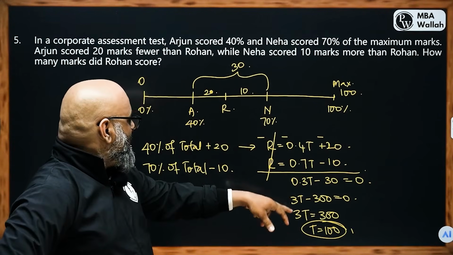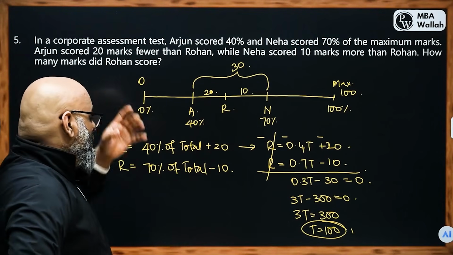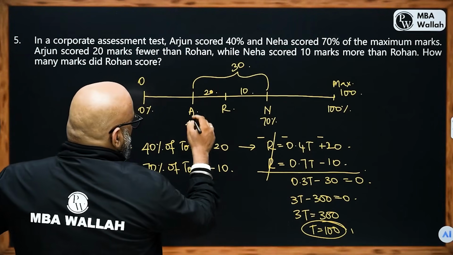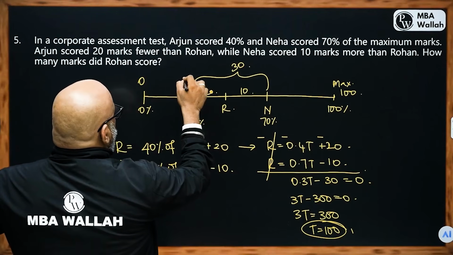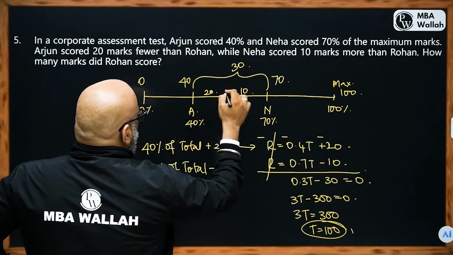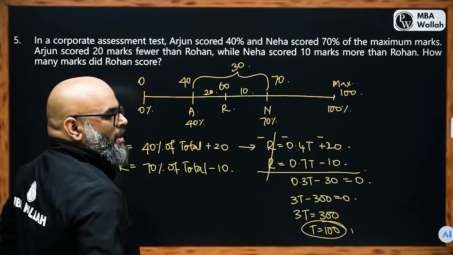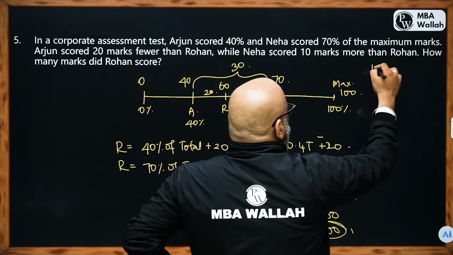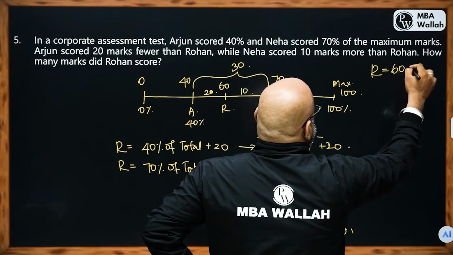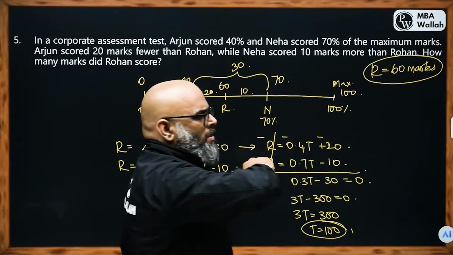So if I plug in this value over here, the question is, how many marks did Rohan score? So 40% Arjun would have gotten 40. Neha would have gotten 70. So 40 plus 20, Rohan is 60. 70 minus 10, Rohan is still 60. So Rohan has scored 60 marks. And that will be our answer.